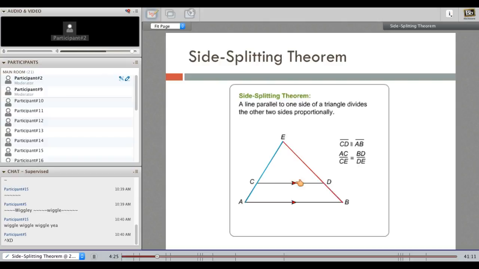Okay, so here are the two parallel sides, right? We have CD and we have AB. We're going to look at the other two sides. So side AE of the larger triangle and CE of the smaller triangle are going to be proportional. We're going to put those into a fraction. Do you guys see that?